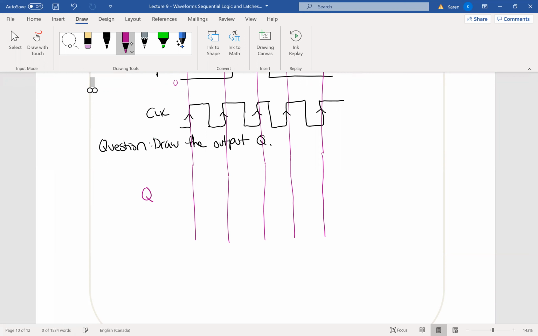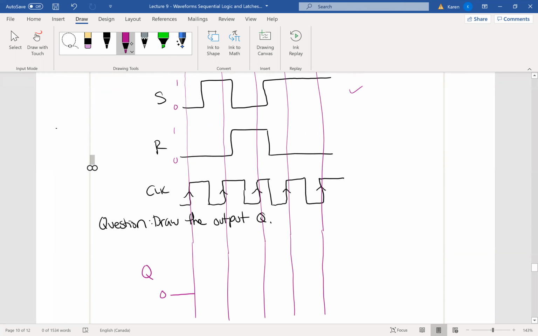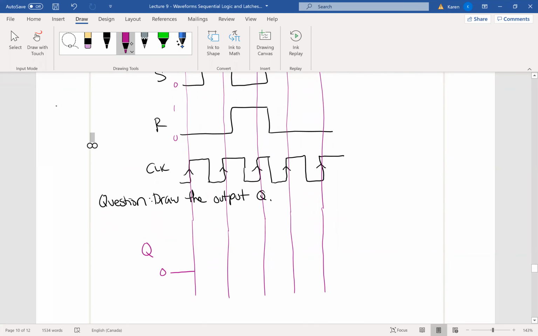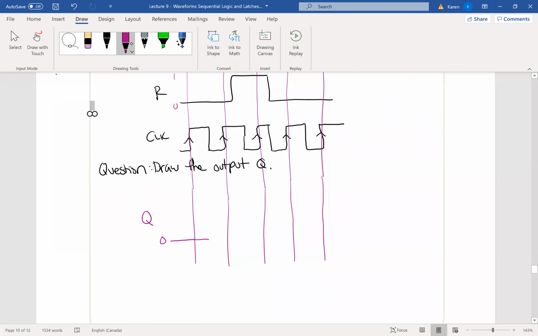So here is Q, and I said in the question Q was 0 initially. So Q is sitting at 0. And then let's look at what happens on the first clock signal. I have a 0 and a 0, and a 0 and a 0 out of this truth table says that there's no change. So I'll just keep going across and I can go all the way up to the next clock signal. No change. Because that's what our truth table says.